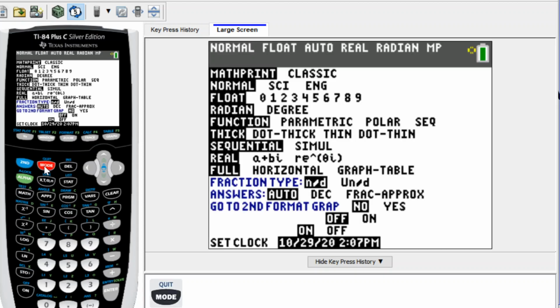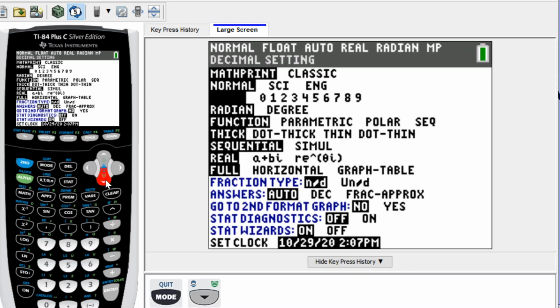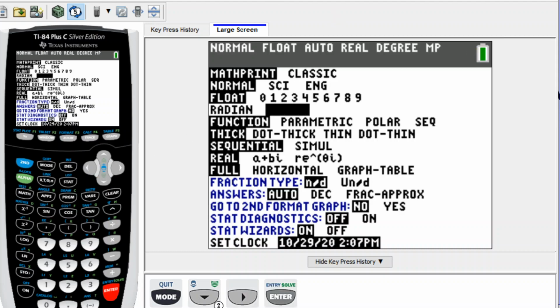So you can go to mode, and you need to hover down. It's going to have radian highlighted. You need to go over to degree. If you have a scientific calculator that's not a graphing calculator, there should be a mode button as well. And if you have a Casio calculator, you're going to go to options and then see until you find that angle measurement option to change that to degree. If you're not in degree mode, none of your answers are going to be correct. None of your answers are going to make sense. So that's our first step.